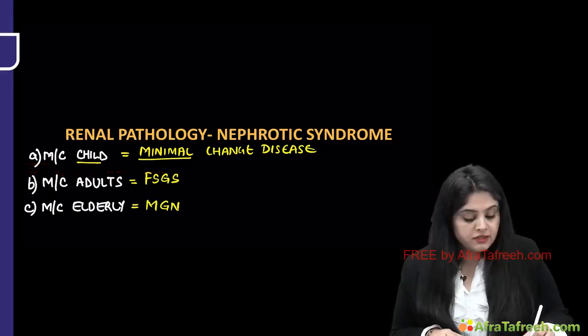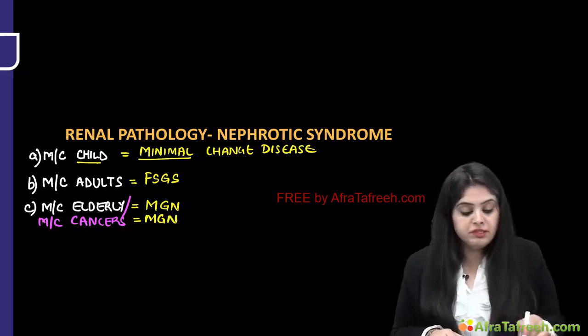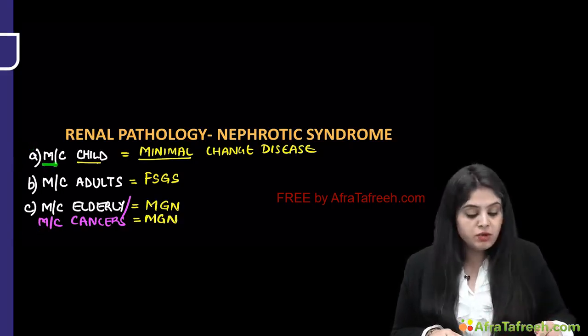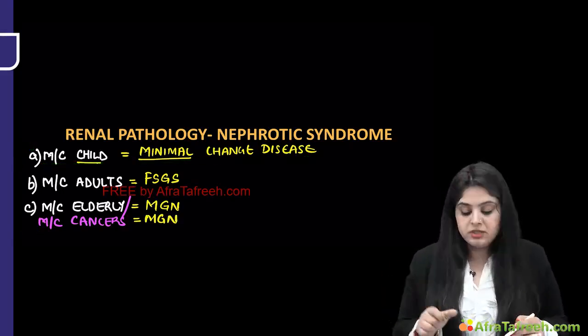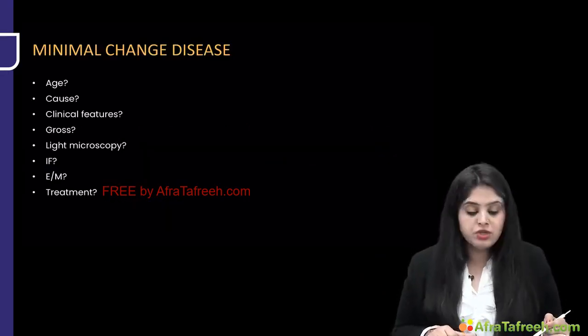Also, guys, elders are the ones who usually have cancers. So which is the most common renal problem that happens in patients with cancers? That is also going to be membranous glomerulonephropathy. So these are the three things that we have to study now. Let's get going into their details. What is it in children? Minimal age, minimal change. So the first disease and the questions that you have to answer in minimal change disease.